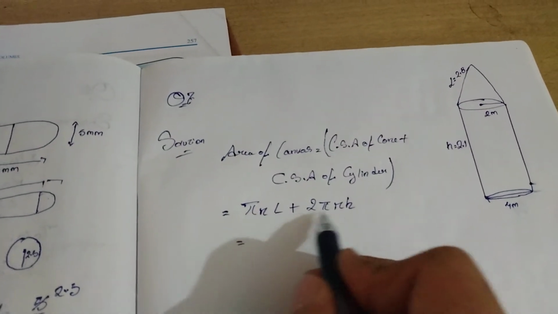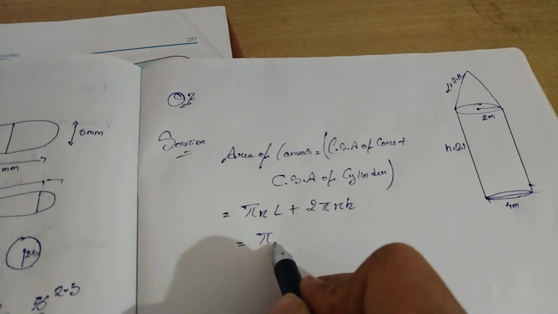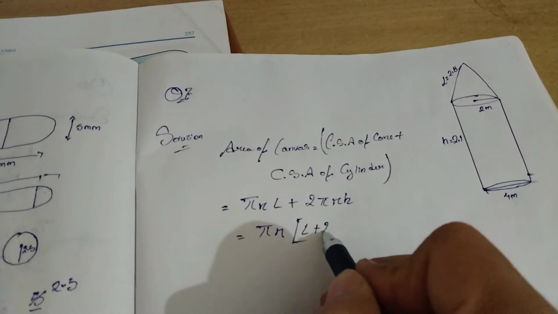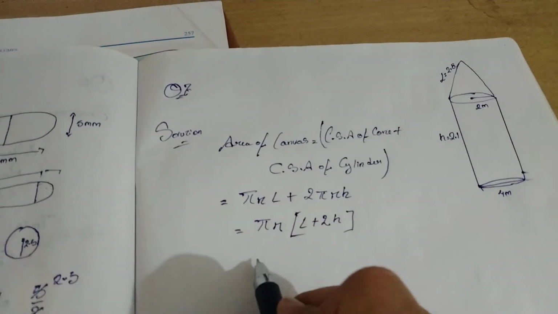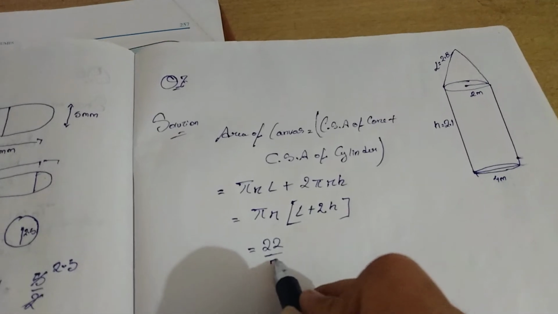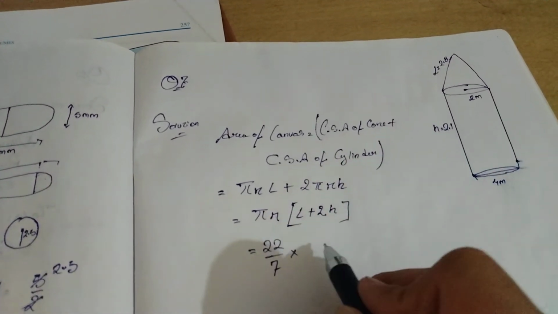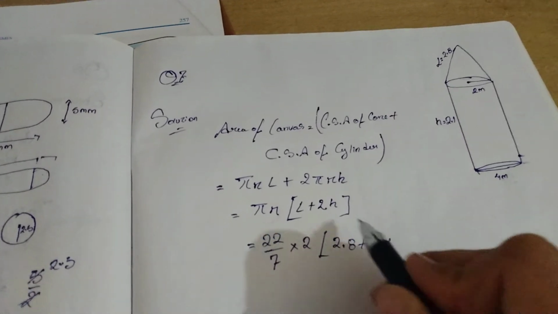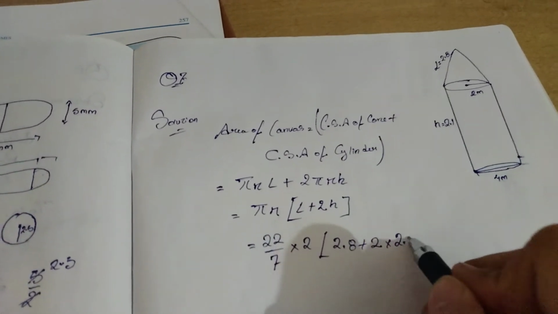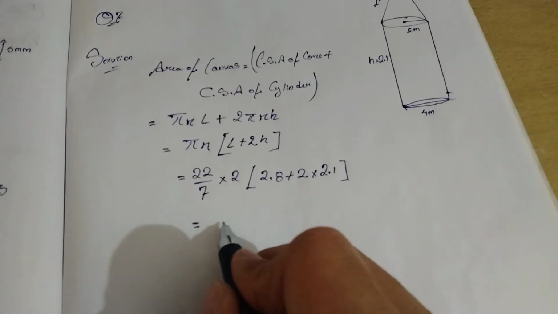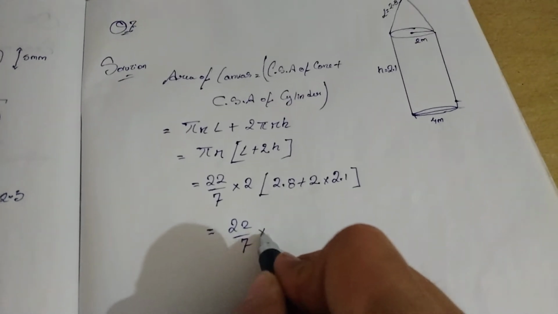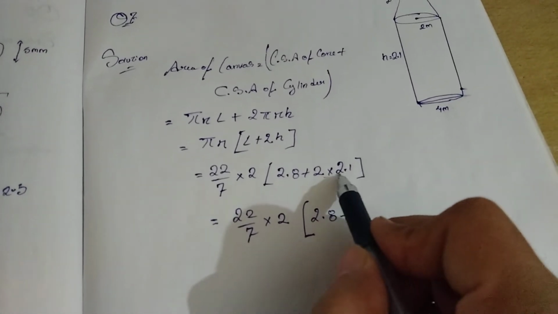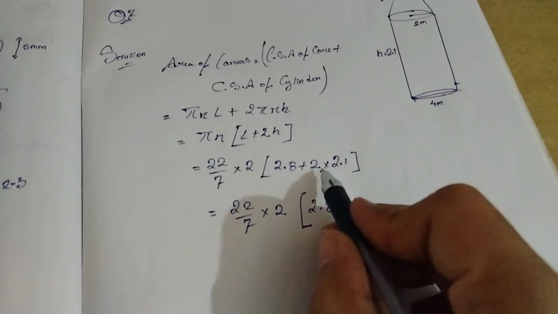Let's take pi r common. Whatever is left inside the bracket, slant height l plus 2 h. Close the bracket. Pi is 22 by 7, into r, the radius is 2, so 2, bracket, slant height is 2.8 plus 2 into height 2.1. That equals 22 by 7 into 2, bracket, 2.8 plus, multiplying 2 into 2.1, 2 2s are 4, 0.2 1s are 2.